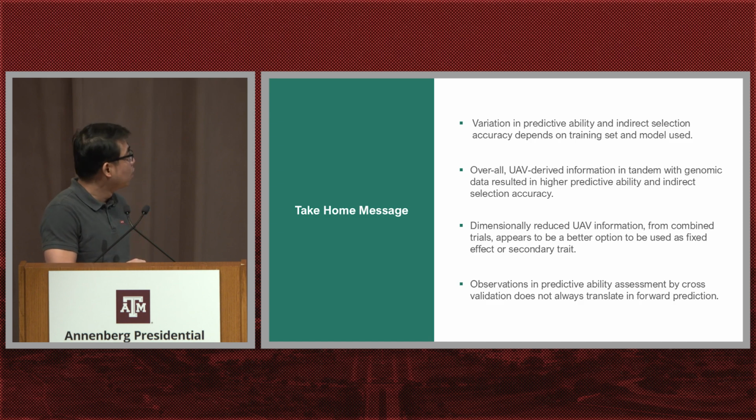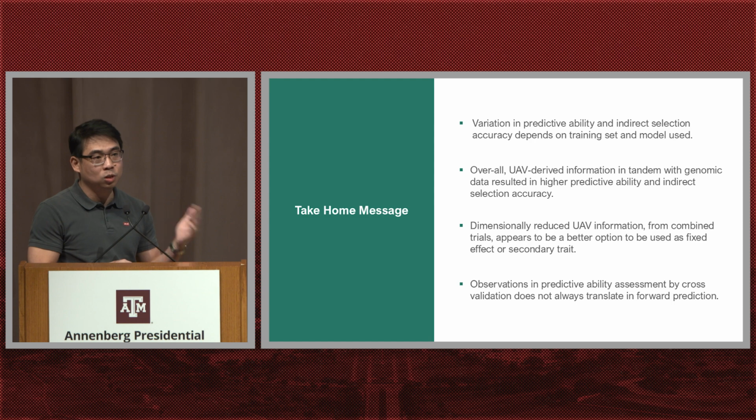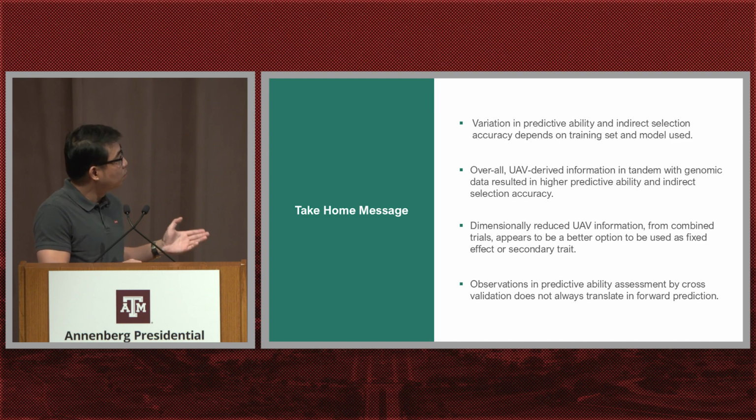prediction alone. And this is a recommendation that we're trying to pitch, that you might want to use dimensionally reduced UAV information from combined trials, because as you may have seen, there's a glaring difference between using the 2022 trial or the 2023 trial as training set. Either you use it as a fixed effect or a secondary trait, it doesn't matter. And obviously, the predictability assessment by cross-validation does not always translate in forward prediction.